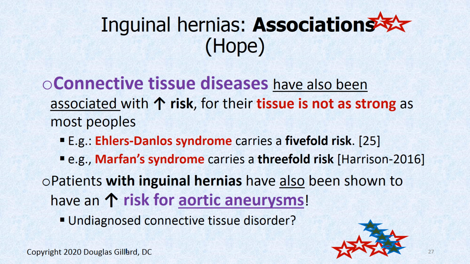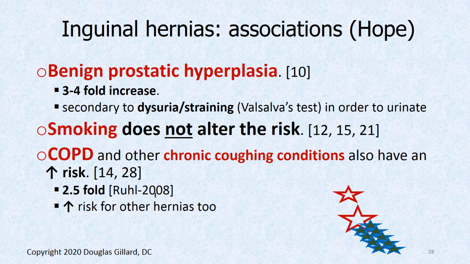And that's kind of an interesting fact. Patients with inguinal hernias have been shown to have an increased risk for abdominal aortic aneurysms. It's thought that maybe they have an undiagnosed connective tissue disorder, but if you do get an inguinal hernia, there is an increased risk for aneurysm.